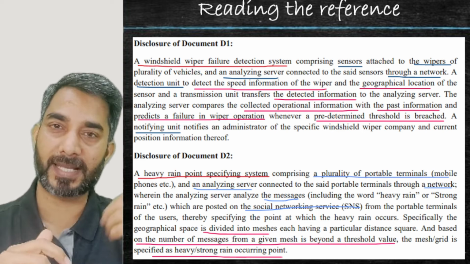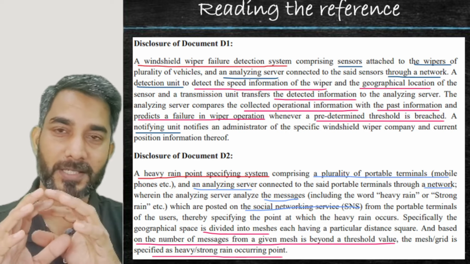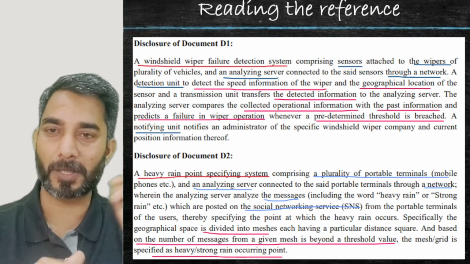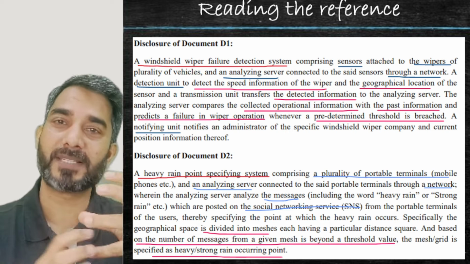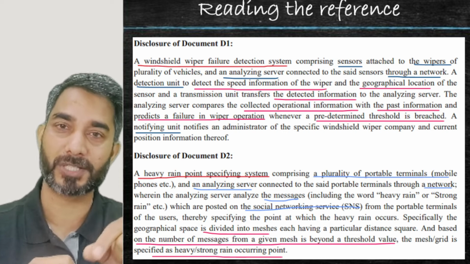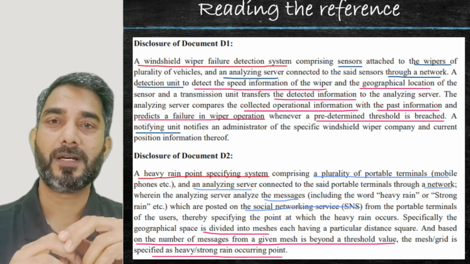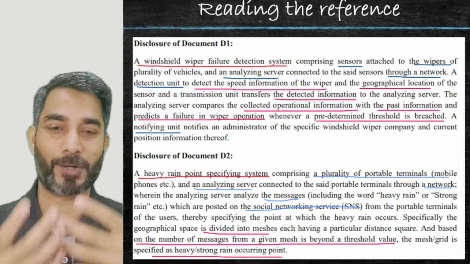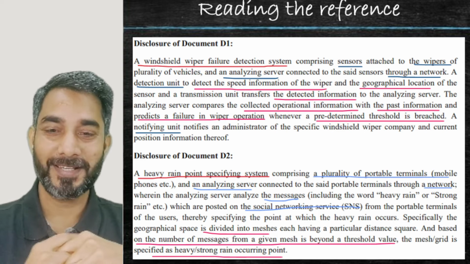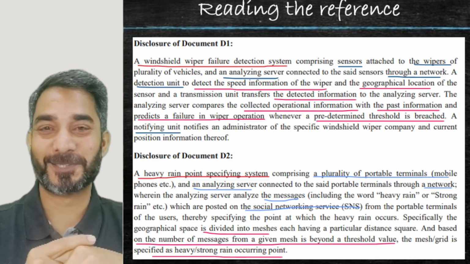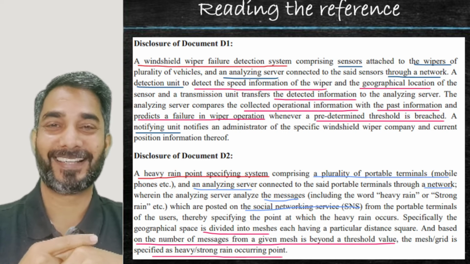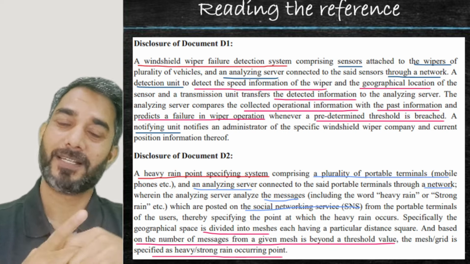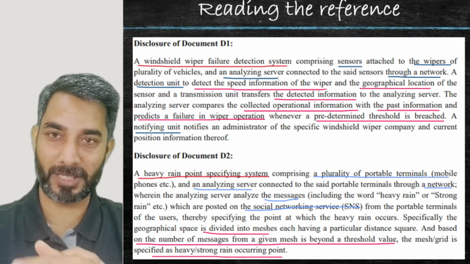And there is this analyzing server, which is kind of sniffing through all the postings which have happened from a particular location or from multiple locations. And based on the number of messages which have come from that particular location, they can conclude whether rain is happening or not. It's not a prediction whether it is raining or not, right? Okay, so what would you say? Do you have novelty as per this? Yeah, so we have a differentiating aspect from D2 also.